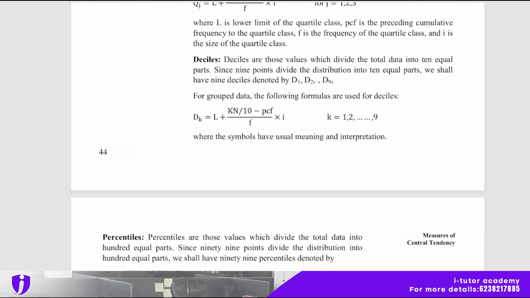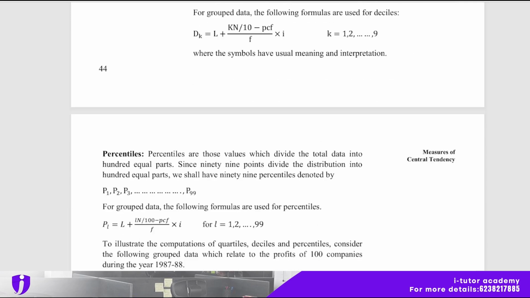Deciles are those values which divide the total data into 10 equal parts. Since 9 points divide the distribution into 10 equal parts, we shall have 9 deciles denoted by D1, D2, up to D9. And here is the equation.